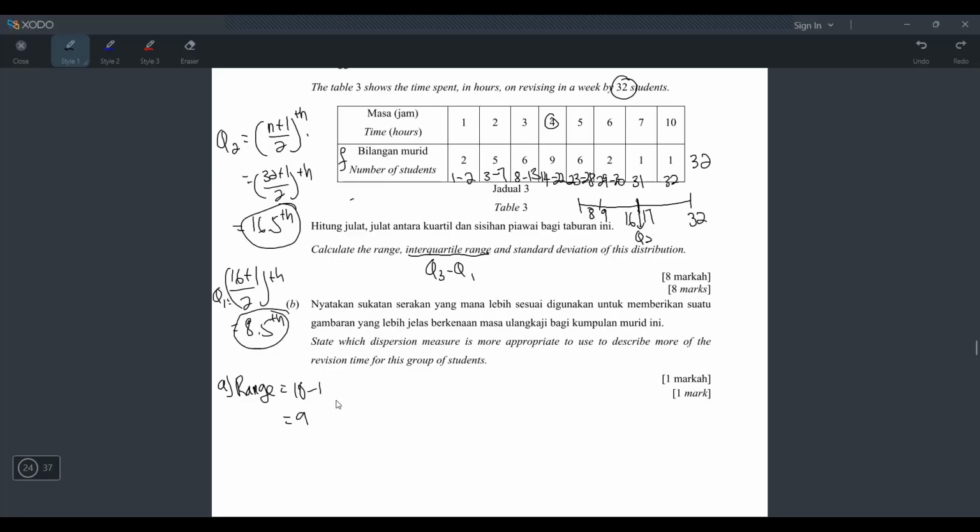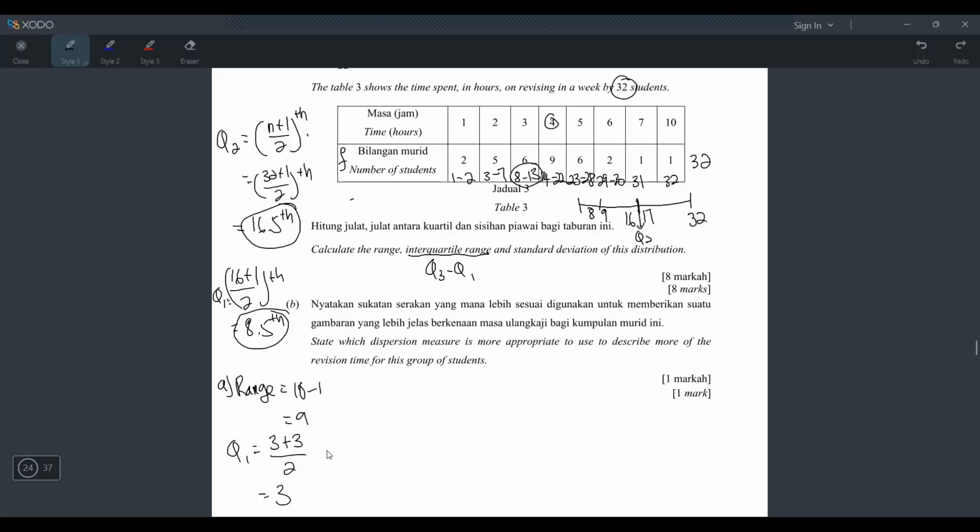So now we know our Q1. Our Q1 will be the 8th value plus the 9th value divided by 2. So the 8th value is what? It is 3. And the 9th value is 3 also, and divided by 2, you will get 3. Let me explain. I wrote down here already, the position from the 8th value to the 13th value, they are all 3s. So the 8th value and 9th value are 3.